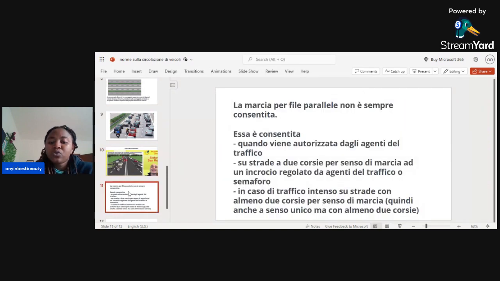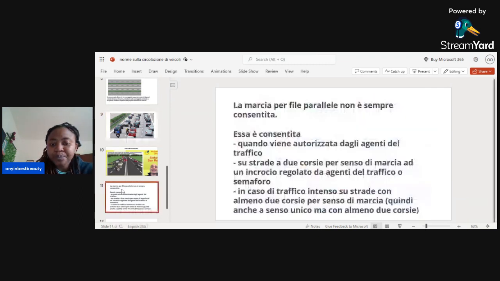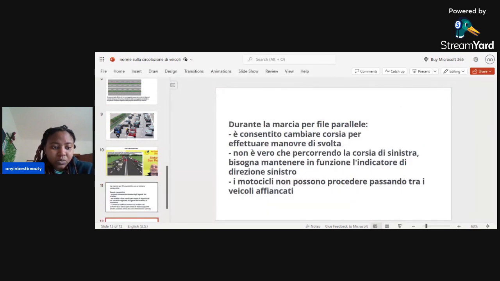In caso di traffico intenso su strada con almeno 2 corsie per senso di marcia. Almeno means it could be more than 2. So for a road, at the least you get 2 upwards. If there's intenso traffico, una go fit do file parallele. Okay, let's see another one based on file parallele.